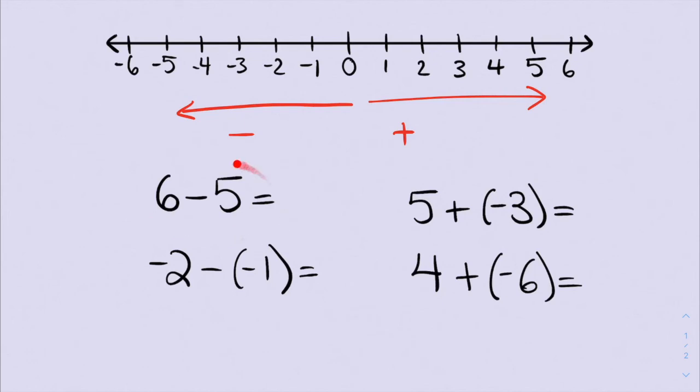So with our first equation, we're going to start at 6 and we're minusing, so we're going to go backwards 5. So that will give us 1. So 6 minus 5 equals 1.